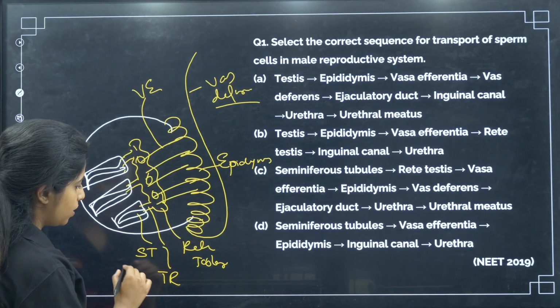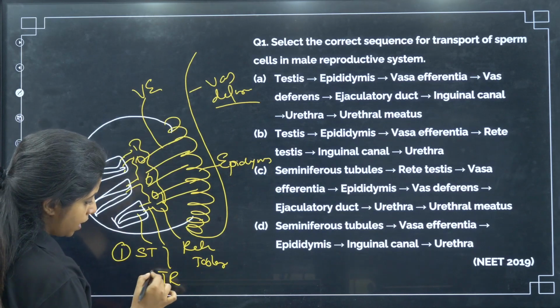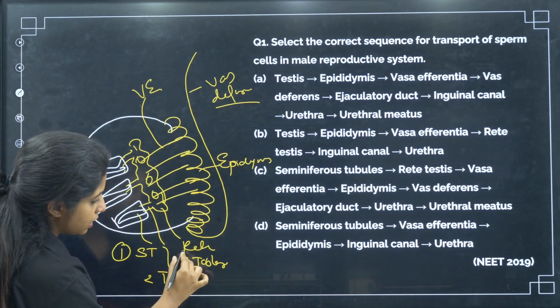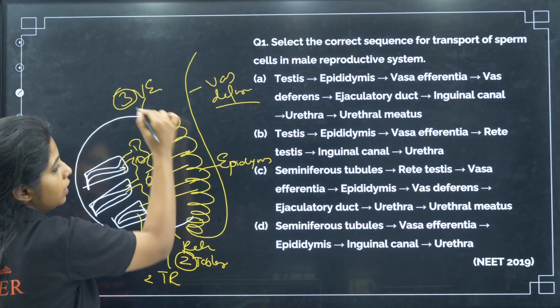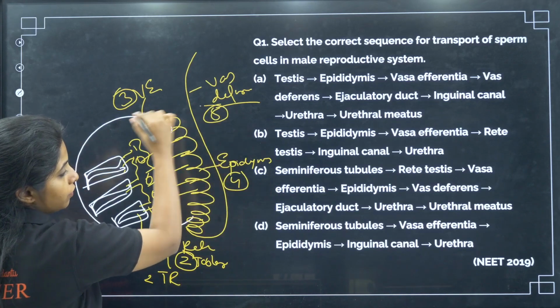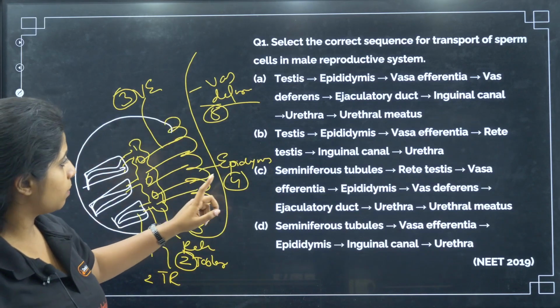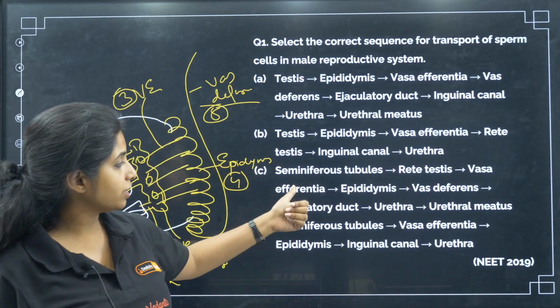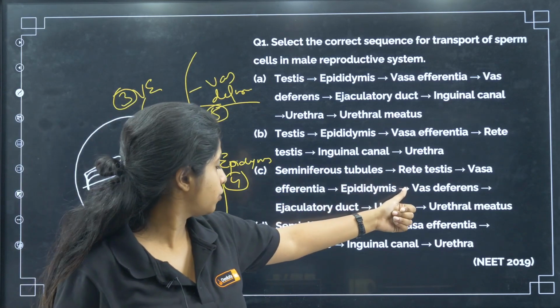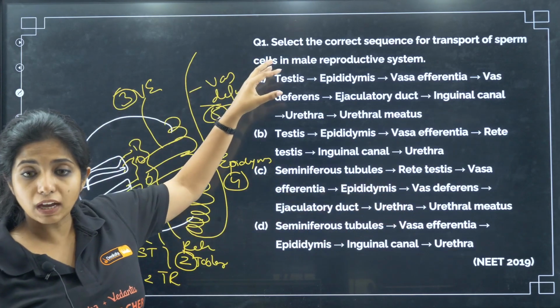Okay, so what is your answer? This one. And tubuli recti will not be there, so I'll say this is second one, this is third one, this is fourth one, and this should be the fifth one. So seminiferous tubules, rete testis, vasa efferentia, epididymis, vas deferens. Now after vas deferens, what do you have, my dear children?